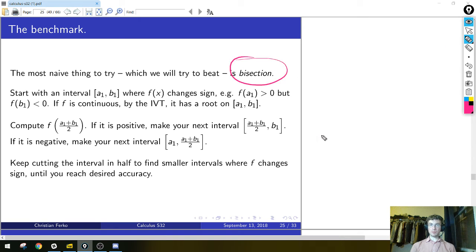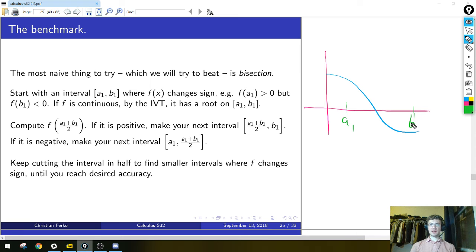The stupid way is bisection. So here's the idea of bisection. You find some interval where the function changes sign, and I'll draw this again on the next slide. If you know that the function whose root you are trying to find changes sign on that interval, then by the intermediate value theorem, which guarantees that you hit everything in between those two endpoints, if it's positive here and it's negative here, you're guaranteed that there's a root somewhere on the interval, but you don't know where.